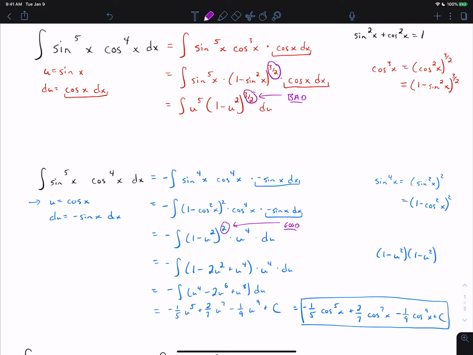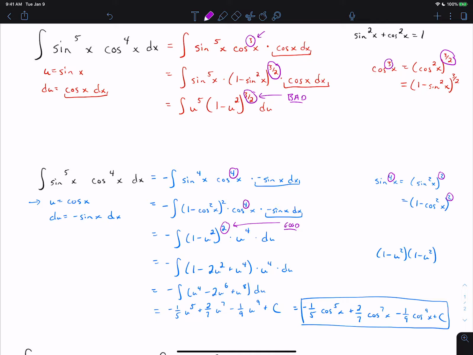The 3/2 power here came from up here where it was cosine to the third. So the fact that it was cosine to the third forced this to be 3/2 power. The 2 down here that was good, that came from over here where we had sine squared squared, and so sine to the fourth is where that came from. The fact that that 4 was even meant that this was going to work. The fact that the 3 up here was odd meant that this was not going to work.